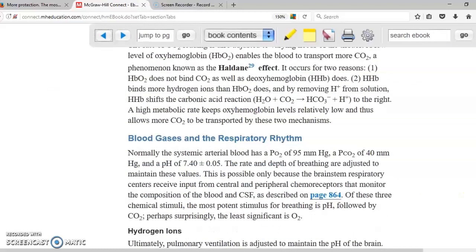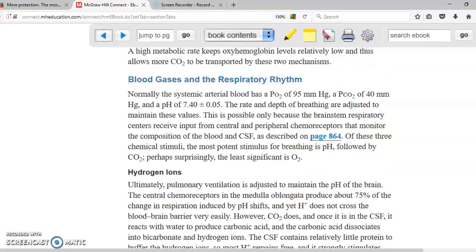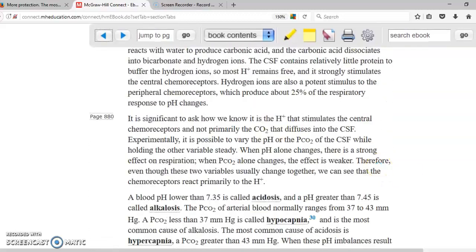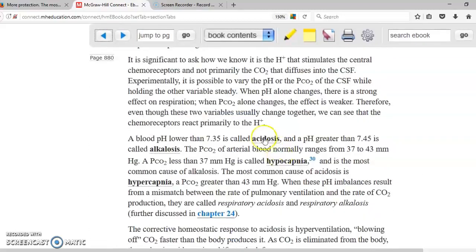Right here we have blood gases and respiratory rhythm. How do we adjust the respiratory rhythm? Faster, slower. Hydrogens will change the pH, and because of change of pH, that's one very important factor that is going to make you change the way we are going to breathe. Obviously, changes in pH are going to give you acidosis and alkalosis. And remember, these changes in pH depend on the levels of carbon dioxide. So low levels of carbon dioxide, hypocapnia, high levels of carbon dioxide, hypercapnia.